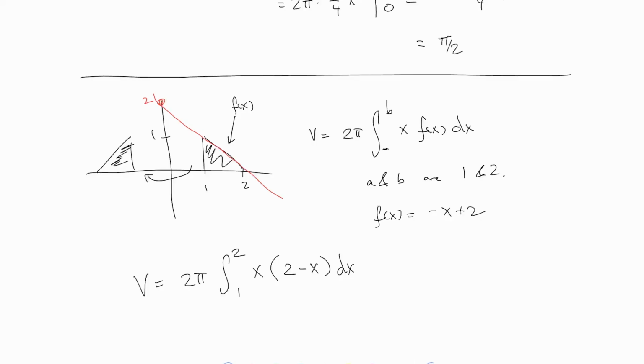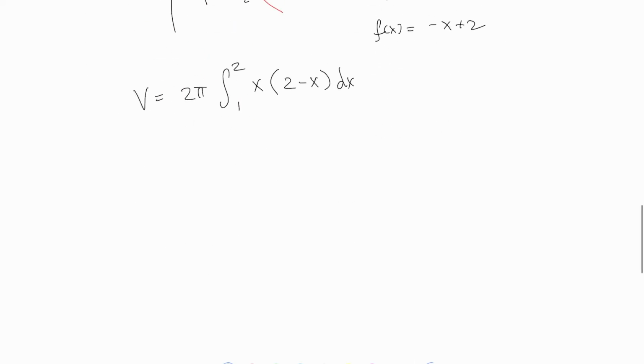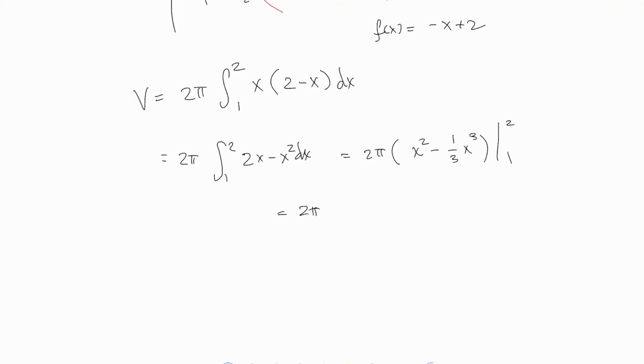And we have to do this integral. You should distribute the x first because you can't just take the integral exactly as written there. So it's going to be 2x minus x squared. Now we can do the integral. 2x becomes x squared, minus 1/3 x cubed, plugging in 2 and 1. So that is 2 pi times (2 squared minus 1/3 2 cubed) minus 2 pi times (1 squared minus 1/3 times 1 cubed). There you go.